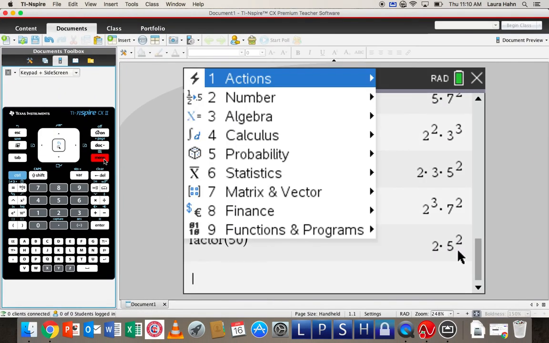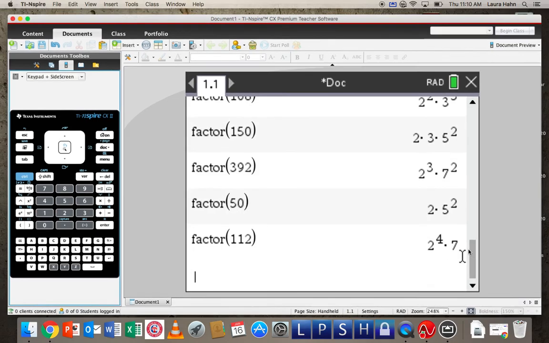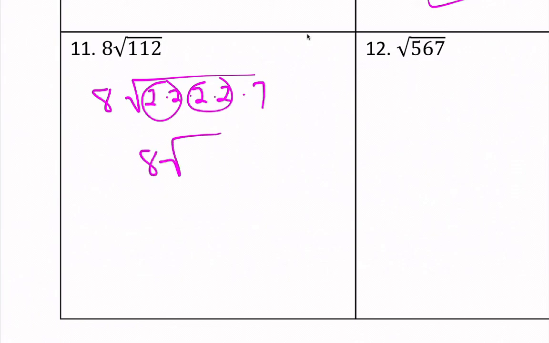All right, so we have an 8 out front. Let's go ahead and factor and break down 112. So I want 4 2s and a single 7. Okay, so I partner up here and here. I already have an 8 on the outside of my prison.